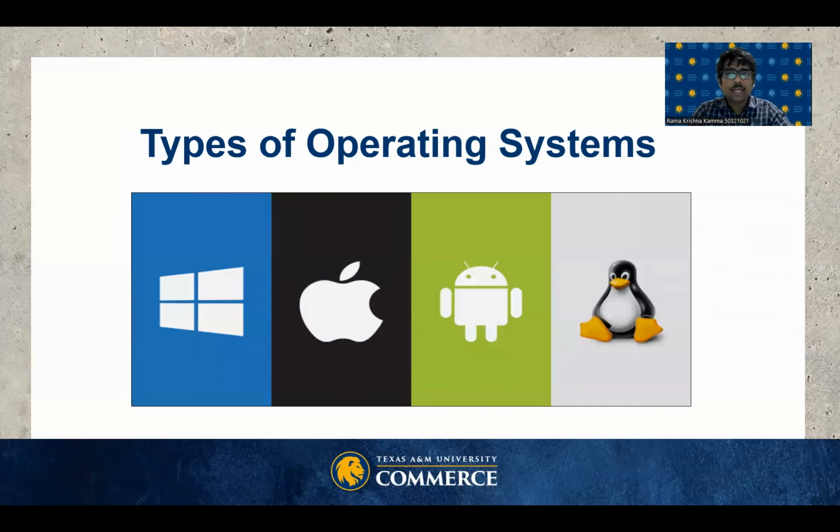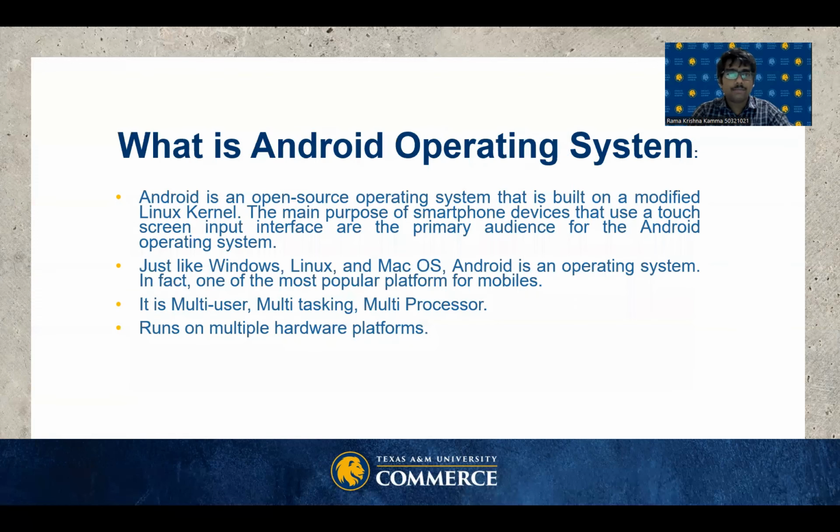Coming to the types of operating systems, in the present generation we can see different kinds. From Microsoft, it is the Windows operating system, which we are all familiar with, used in our laptops. From Apple, we see iOS or Mac OS. Android is the operating system mostly used for mobile devices. For the Linux family, we use Ubuntu.